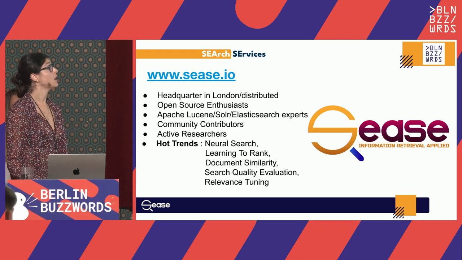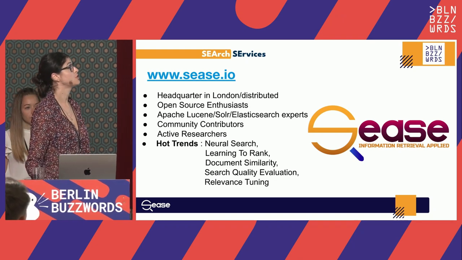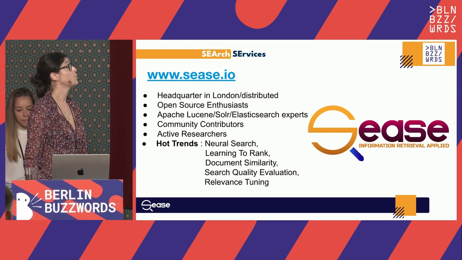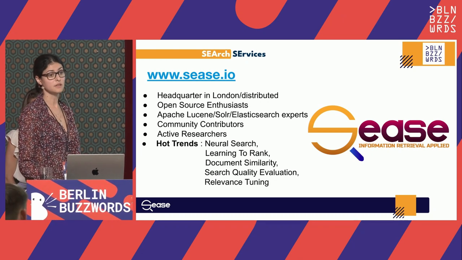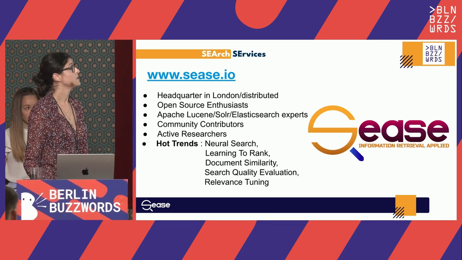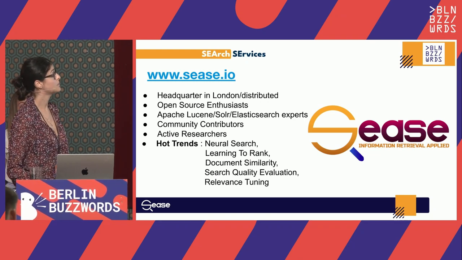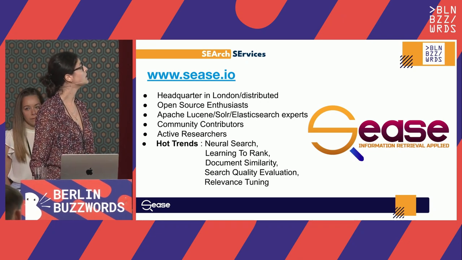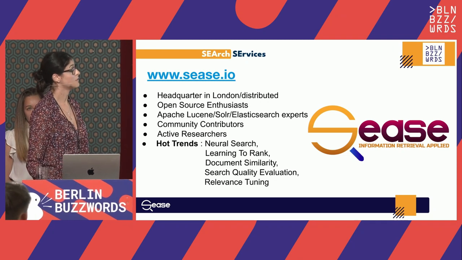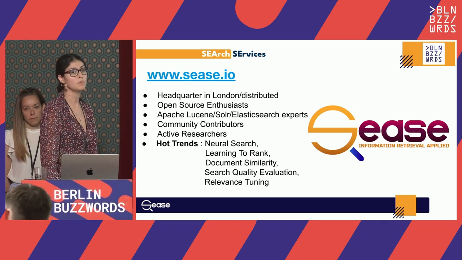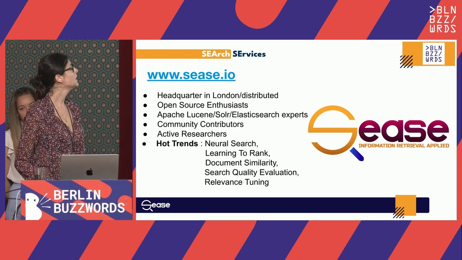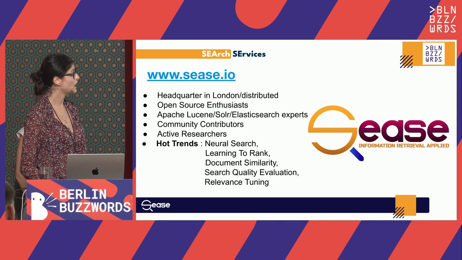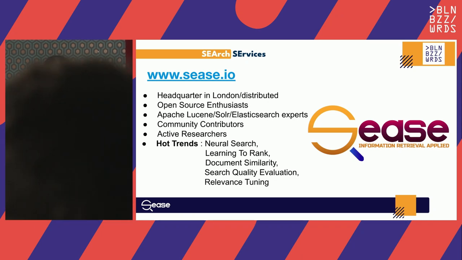Now, just a bit about our company, CIS, which means Search Services. It was founded in 2016. It is headquartered in London, but all the employees are distributed worldwide. We are open source enthusiasts. We are experts, and we mainly work with Apache Lucene and Solr, Elasticsearch, OpenSearch, and so on. We are active researchers, and we actively contribute back to the community in open search projects. And our hot trend of the moment, we mostly work on neural search, learning to rank, document similarity, search quality evaluation, and relevance tuning.